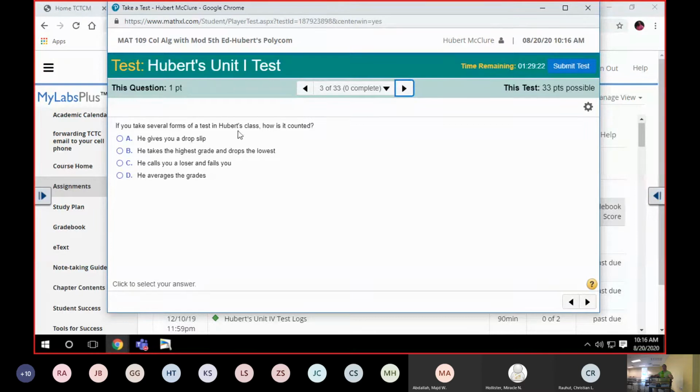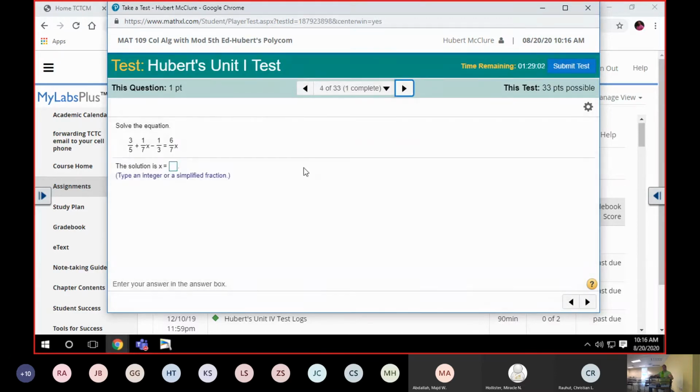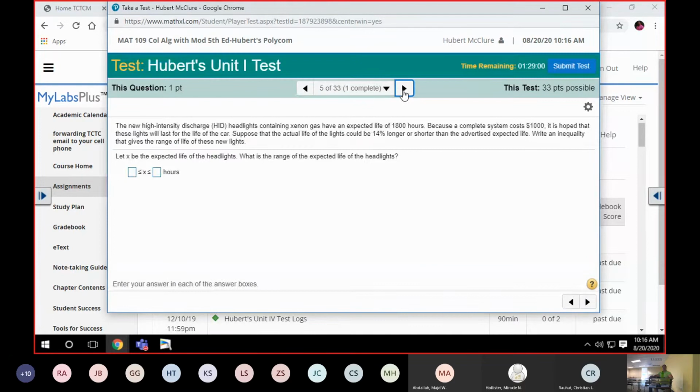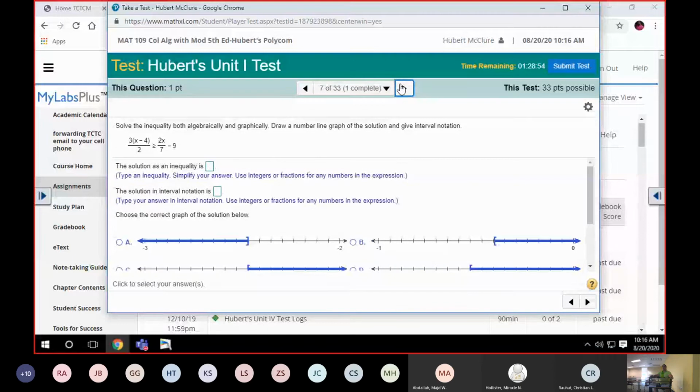If you take several forms of a unit test in Hubert's class, how is it counted? He gives you a drop slip. He takes the highest grade and drops the lowest. He calls you a loser. He averages the grades. B. Next question. Math question. Priority 1 message. These are all a lot of review questions.